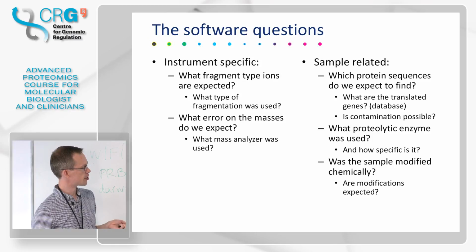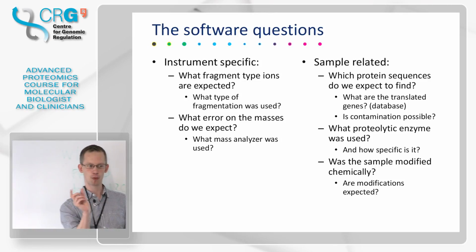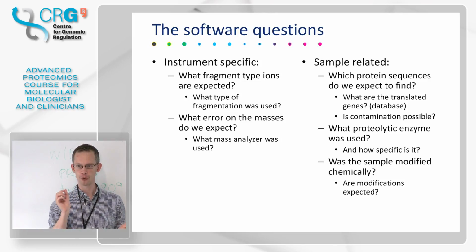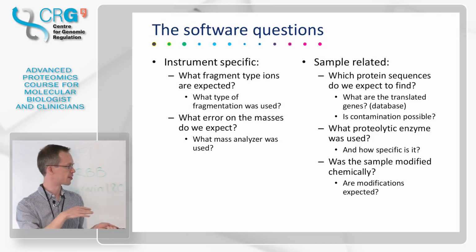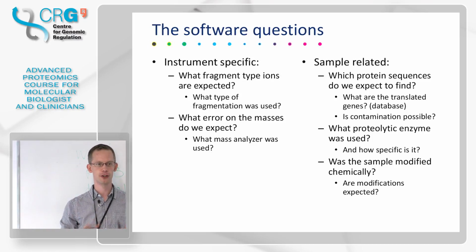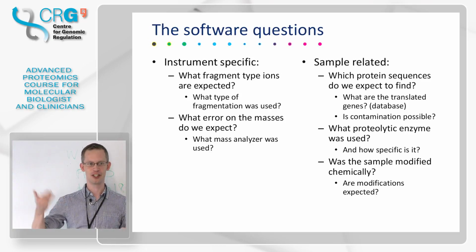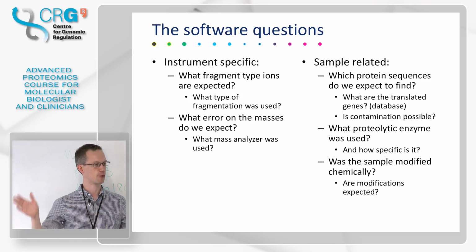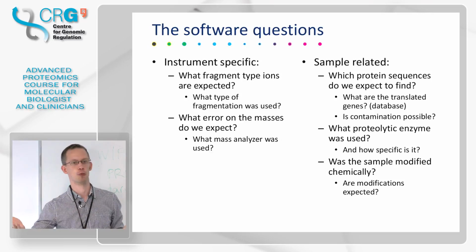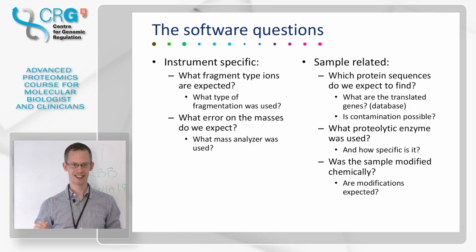Also, what is the error on our masses? So we have a mass, and what's the error on this mass? How can we know how accurately this was measured? This also goes back to which mass analyzer, which instrument you're using. You can very often just look this up. It's not something that you need to know by heart. You just need to know which kind of instrument was used, or ask someone, and then they can tell you. Does this make sense? Yes.